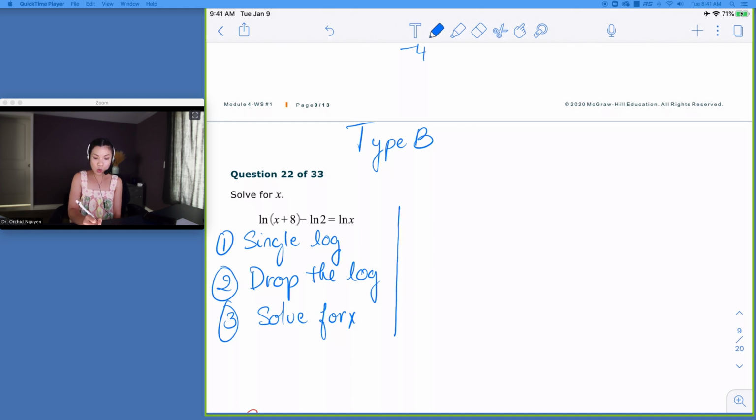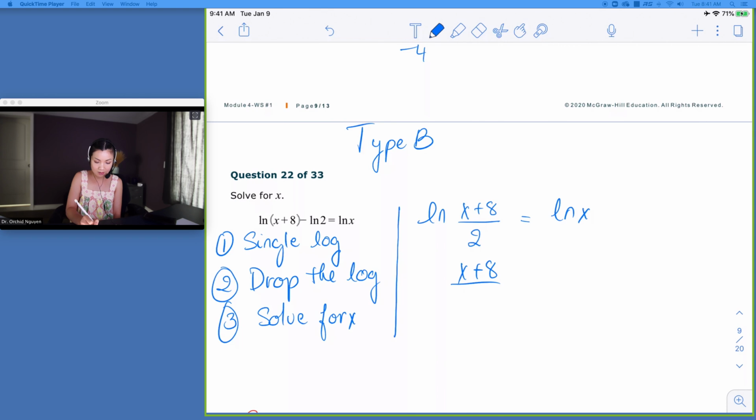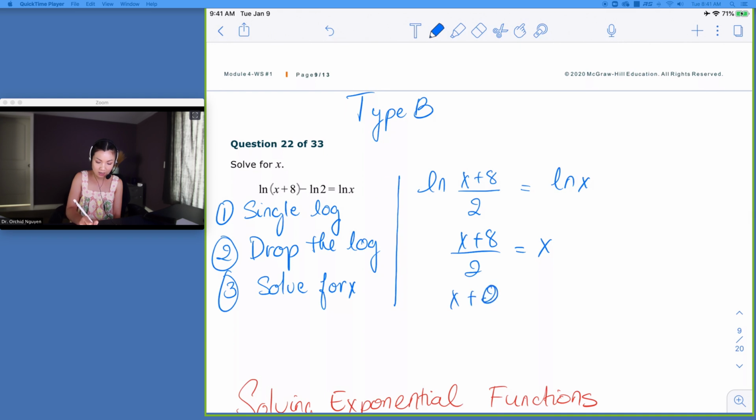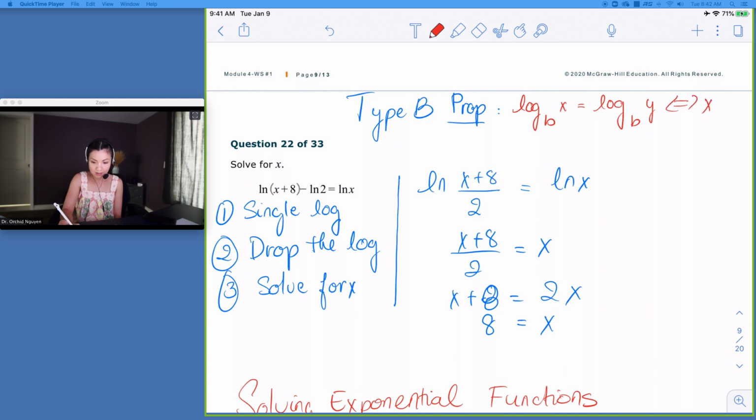So you can see it right here. If I turn it into one single log, I will get ln of (x + 8) over 2 ln x. So you see ln of something equals ln of something. You can simply drop ln and make it into that. And from here, we just solve it. x plus 8 equals 2x, so 8 equals x. Okay, the reason type B is so easy is because we have this property: if we have the same base, then the arguments have to be the same.